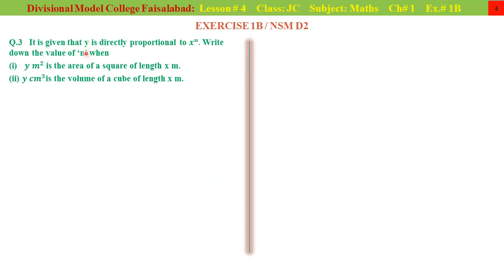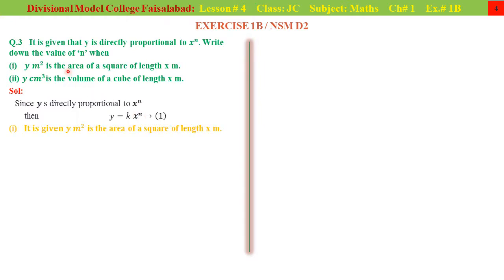So it is given that y is directly proportional to x raised to the power n. Write down the value of n when these are two cases. It is given that y is directly proportional to x raised to the power n. We will write this statement in algebraic form. y is equal to k x to the power n, because y is directly proportional to x raised to the power n.